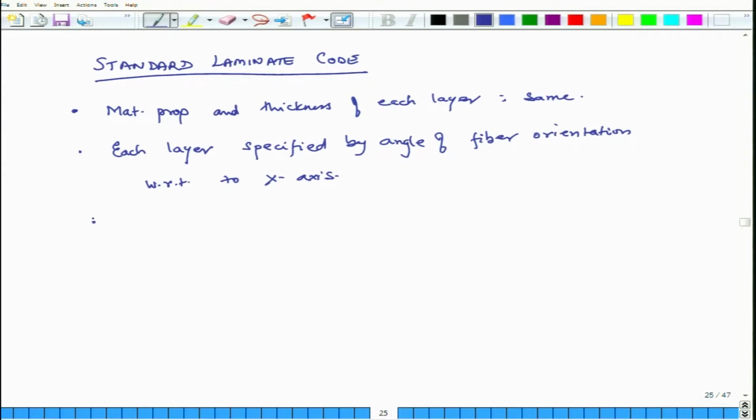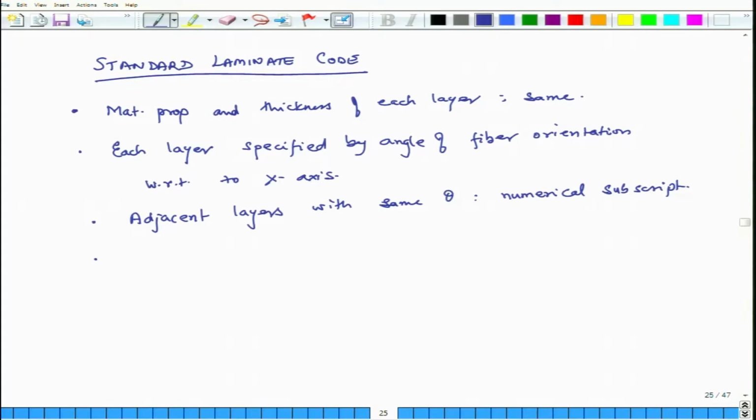Some other conventions we always specify. If there are two adjacent layers with the same angle, and we will see examples, let us say two layers are 30 degrees and they are just sticking to each other, then we can use a numerical subscript.